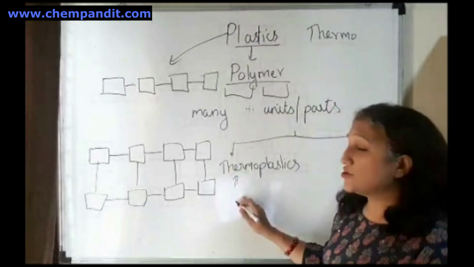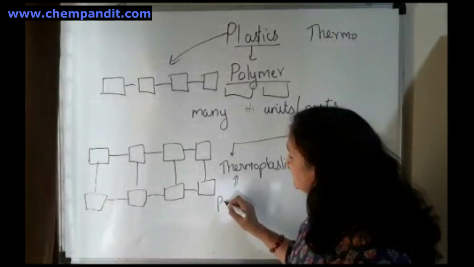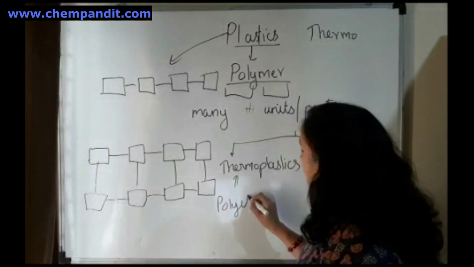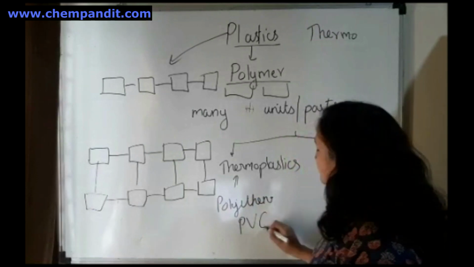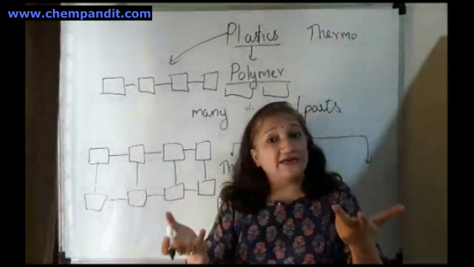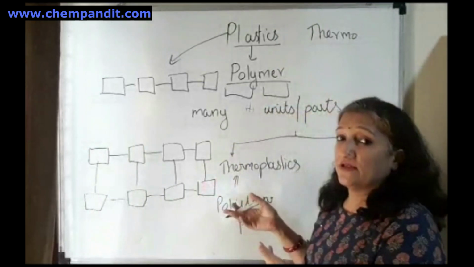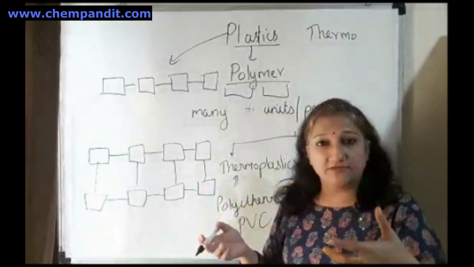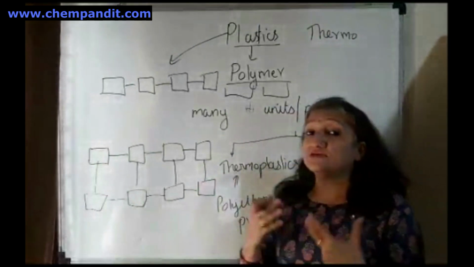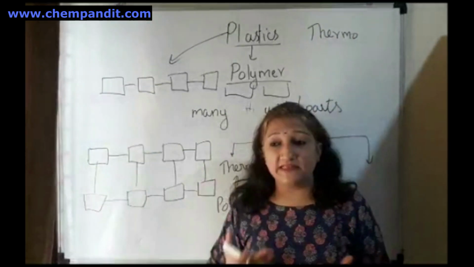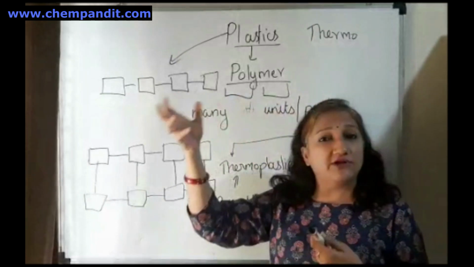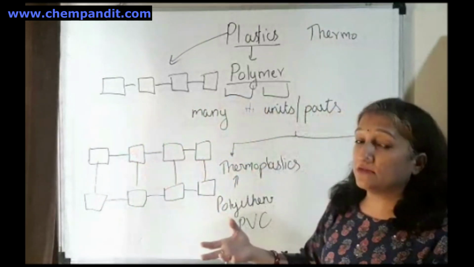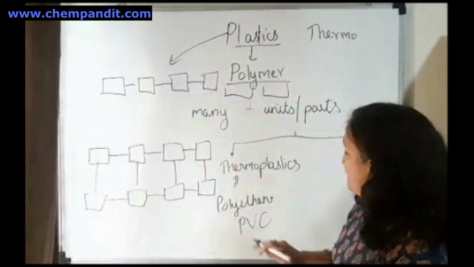The best and the most common examples of thermoplastics are polyethylene and PVC. Polythene is that common polythene that you use everywhere for carrying things, right? PVC is used in the form of pipes, in the form of buckets, etc. Pipes that you use for watering your plants are made of PVC plastic.